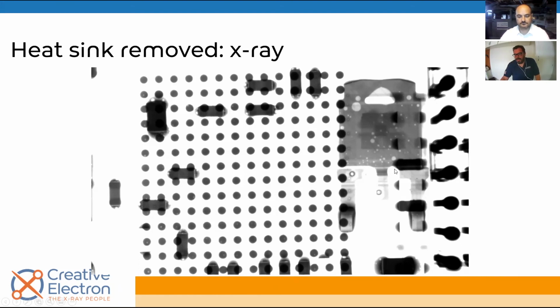We can also see here what looks like a transistor or some sort of device that has some voiding. Not a lot, but we weren't able to analyze that without removing the heatsink.